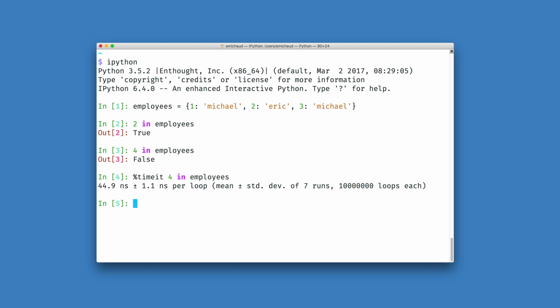Now, what's particularly important about this is this operation happens in constant time. So it doesn't matter how big your dictionary gets. If it takes 45 nanoseconds on your computer for a small dictionary, it will also take 45 nanoseconds for a very large one.